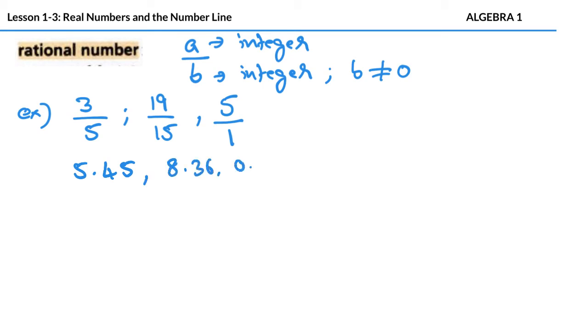8.36, 0.85. All these are examples of rational numbers. If the decimal is not terminating, then it will be repeating.